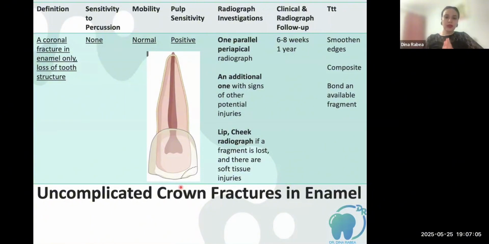So also we need to check the lips, the cheeks, the tongue, the soft tissue, to rule out that the fragment might be embedded in these tissues upon falling or upon the trauma.